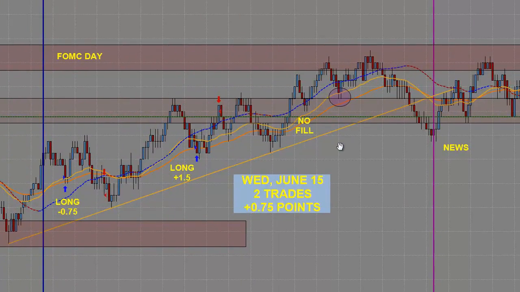Now that the FOMC is out of the way, things can definitely open up a little bit. And that's something that does happen as you have big announcements, FOMC, non-farm, things tighten up a little bit, and then they start opening up more from there and lead to some more opportunity.